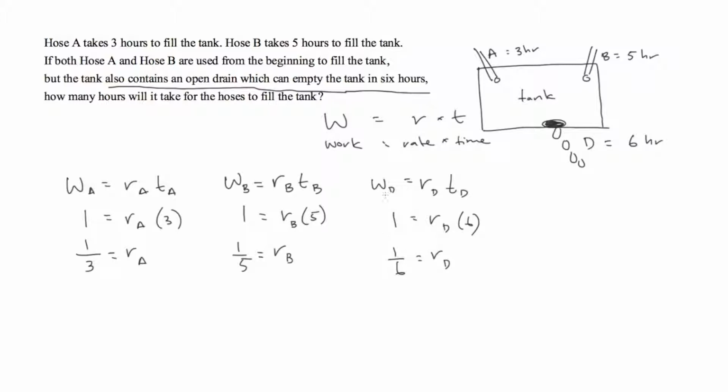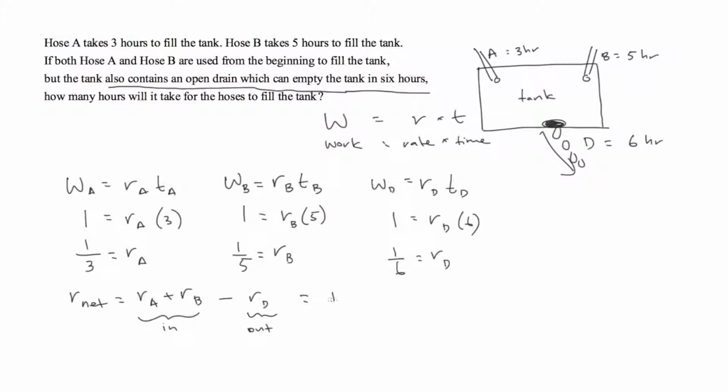Now what do we do here? The question is, how many hours will it take for the hoses to fill the tank? But we have to keep in mind that water is still exiting the tank simultaneously. So the rate that the two hoses are filling the tank would be the rate of A plus the rate of B, right? But the rate that it's leaking out, we would have to subtract RD. So basically we need to figure out R net. R net would be RA plus RB, minus whatever is out, which is the rate of the drain.